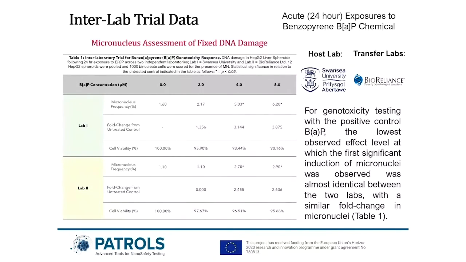So both labs assessed acute 24-hour exposure to a positive control chemical, benzo[a]pyrene, across a similar dose range from 0 to 8 micromolar, as shown here in Table 1. For genotoxicity, the lowest observed effect level, at which the first significant induction of micronuclei was observed, was almost identical between the two labs, with a similar fold change in micronuclei seen.